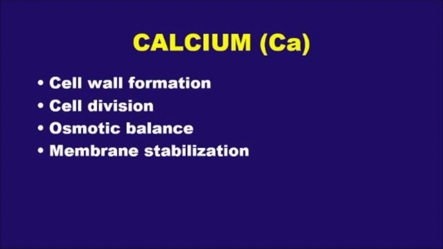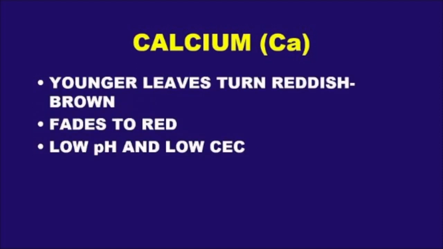If you don't have enough calcium, the division of the cells is not going to take place the way it should. It plays some very important roles in the plant in osmotic balance, the ability of the plant to take heat stress, drought stress. A lot of these things are related to it. And then finally, from a physiological standpoint, membrane stabilization. There's been a lot of work done on calcium, and definitely plants need calcium, no question about it.